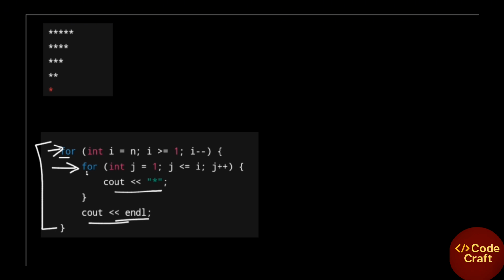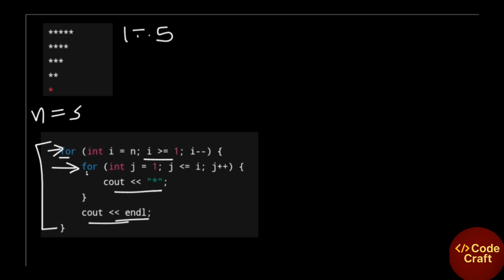In the third line you can see cout and a star. This line prints the star. Outside this loop, which is called the inner loop, we have cout endl. This line changes the line in this pattern. Let's understand step by step how it works.